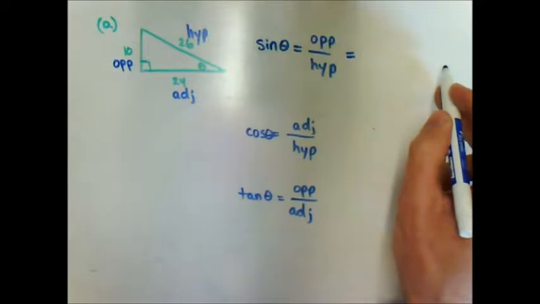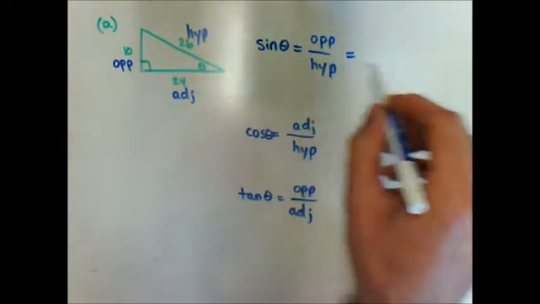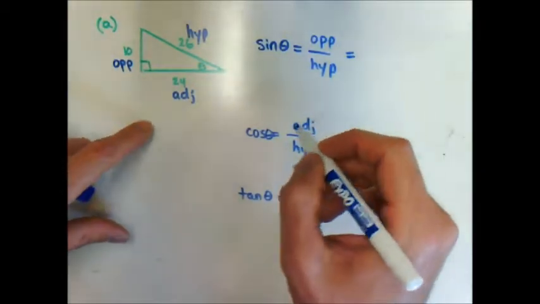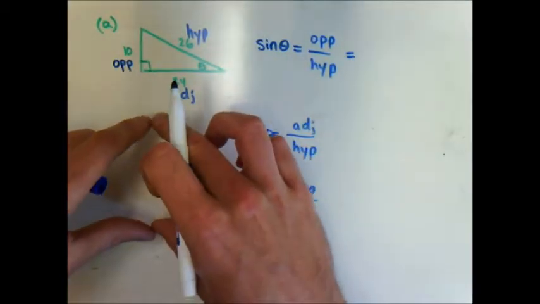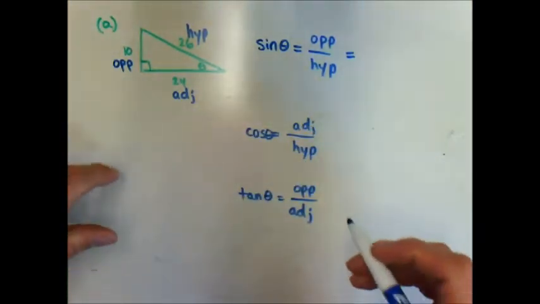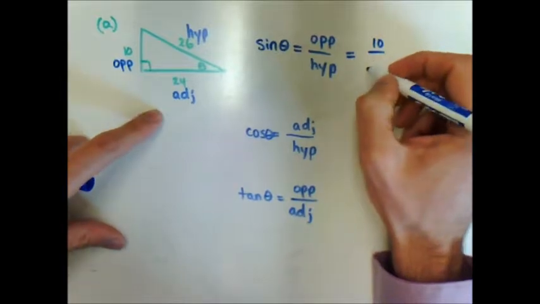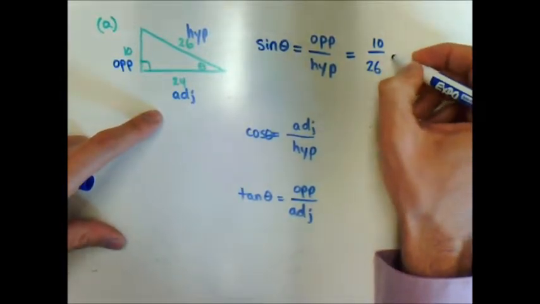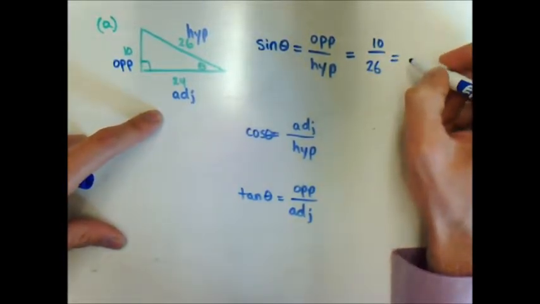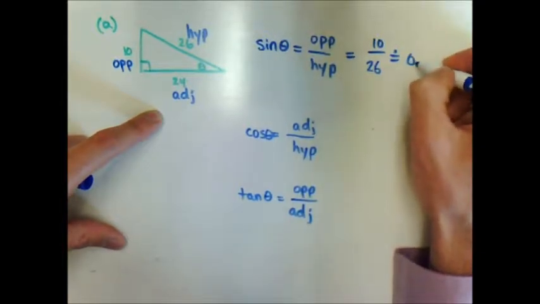I'm tailing across. You're not really supposed to do that, but I don't have enough space to go vertically, so I'm going horizontally. You can feel free to do the same, or else use your space a little more wisely and go sine, cosine, tangent in your notes. But all I have to do is write opposite, which is 10, over hypotenuse, which is 26.